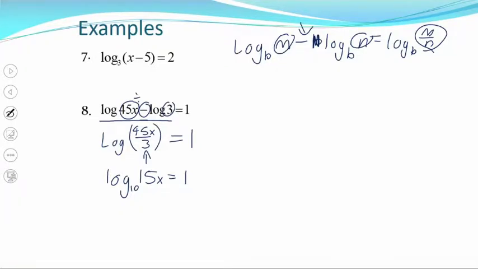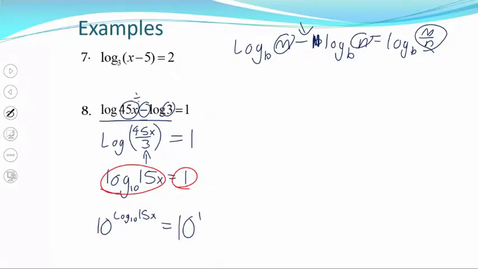If I want to undo this logarithm with a base of 10, what I'm going to do is raise that to an exponent with a base of 10. So I'm going to put 10 down here and make that an exponent, but I also have to do it to this side as well, make 1 an exponent. So that's how I'm going to write this next step. I'll have 10 to the log base 10 of 15x equal to 10 to the first power. So I'm making both of these exponents with bases of 10.